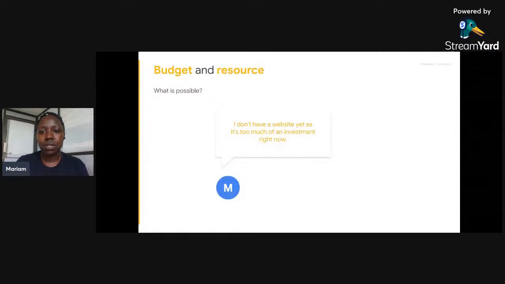We can see on screen right now, as Jimmy says, I don't have a website yet, as it's too much of an investment right now. So you're able to see that if, let's say, you want a website, but after looking at the resources you have and the money you have, you just can't afford it. Okay, so you need to understand and look at what is possible for your business. Give yourself an honest statement about what your challenge is. Don't go for a website if you don't even have the money to pay for it.